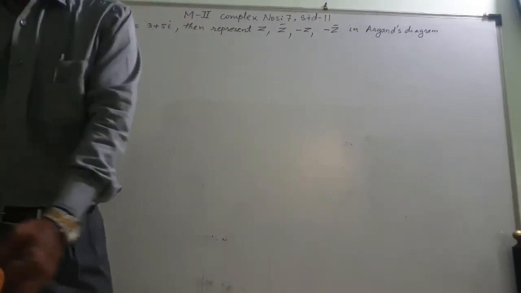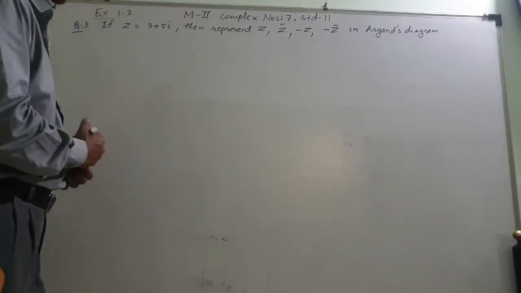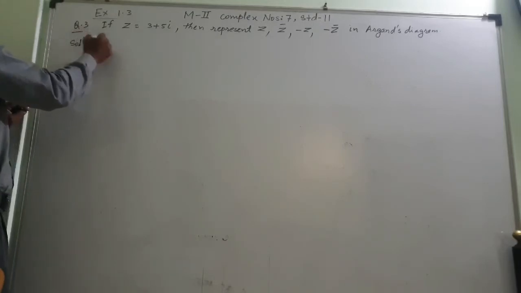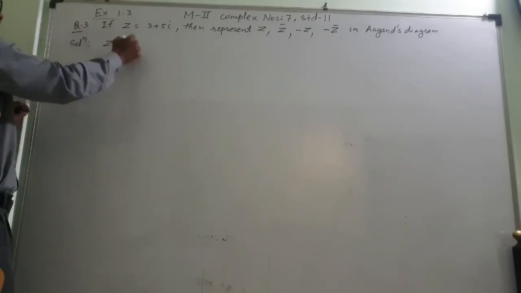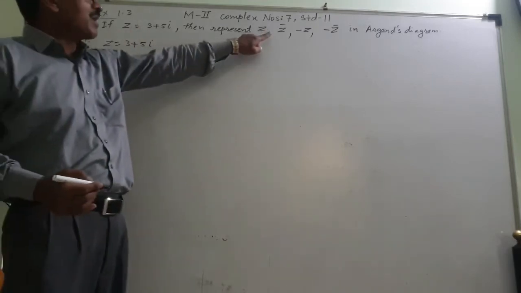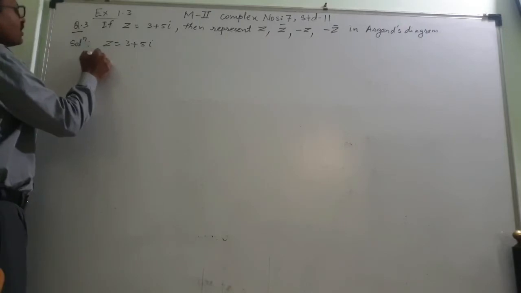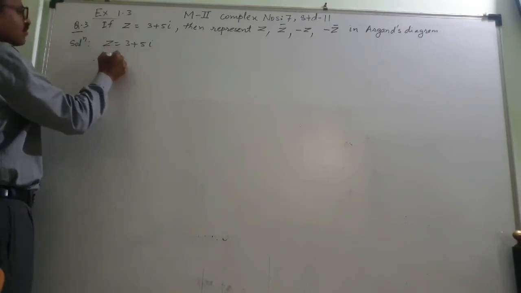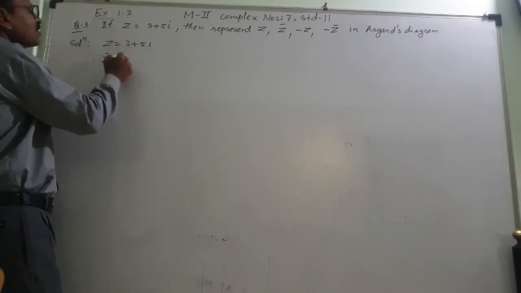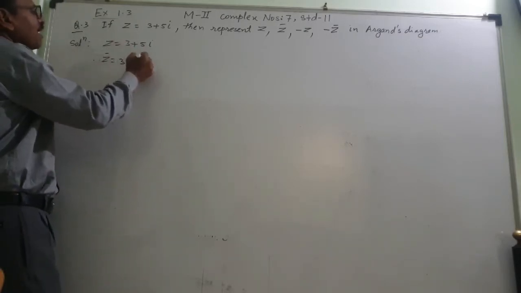For these imaginary numbers, we use the Argand diagram. Solution. Z is equal to 3 plus 5i. I want z bar. Therefore, z bar equal to, what is z bar? Z bar is the conjugate. Conjugate means change the sign. So 3 minus 5i.